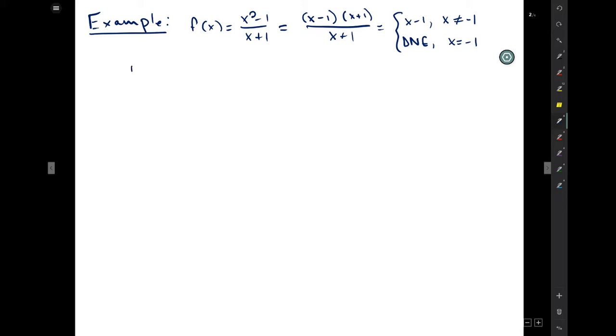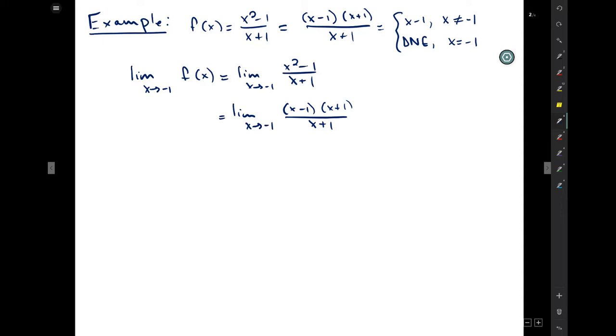And because of that, we want to look at the limit as x goes to minus 1 of our function. f of minus 1 does not exist. And so let's look at the limit. So again, this is the limit as x goes to minus 1 of x squared minus 1 over x plus 1. And so we factor, this is the limit of x minus 1 times x plus 1 over x plus 1. And so now we cancel. If we take these x plus 1 terms and we cancel, we just get the limit as x goes to minus 1 of x minus 1.